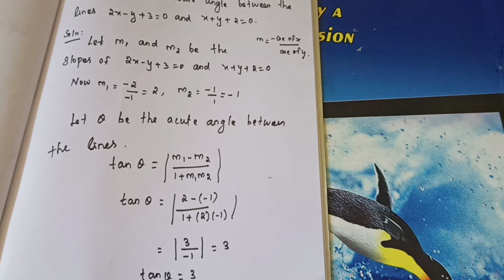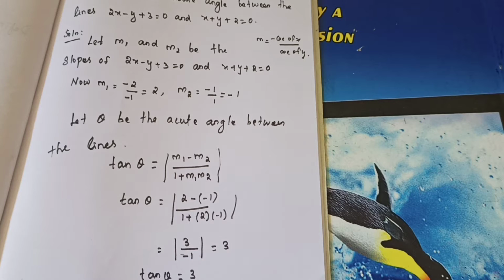Understand, students? So tan theta equal to 3 means theta is equal to tan inverse of 3. Let m1 and m2 be the two slopes we considered. Then you found the m1 value and the m2 value. Then tan theta is equal to modulus of (m1 minus m2) divided by (1 plus m1 into m2). Substitute in the formula and you will get the answer: tan inverse of 3. Understand?